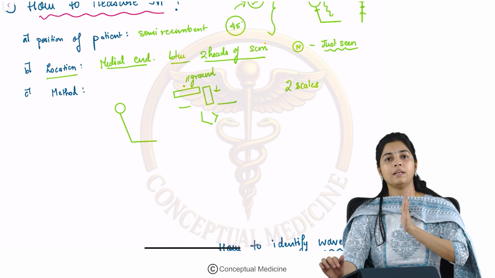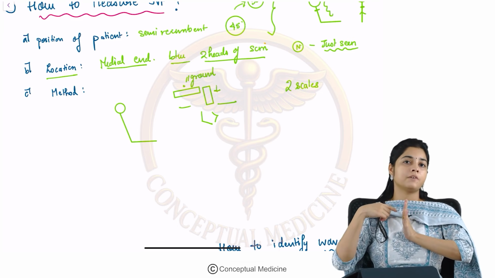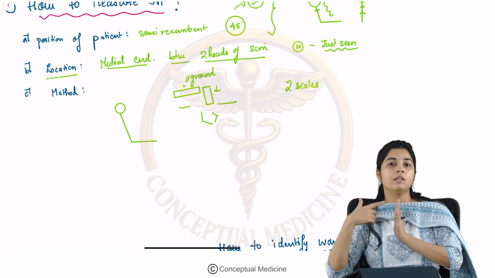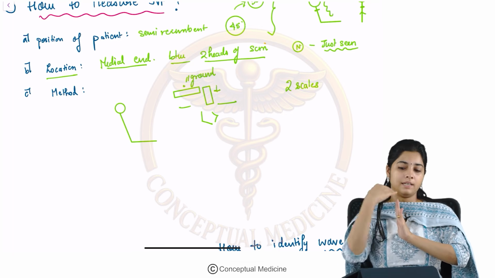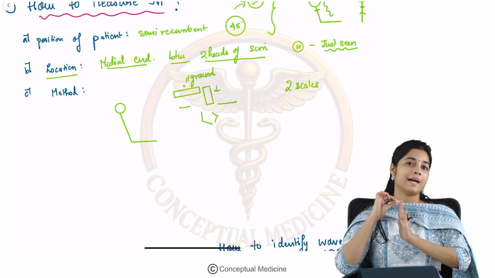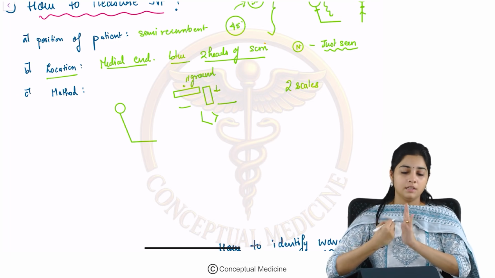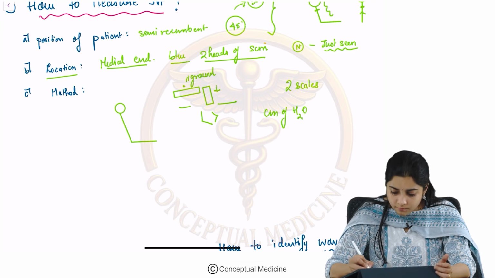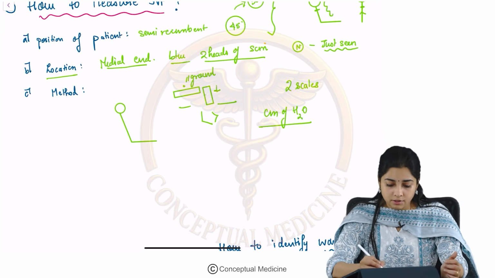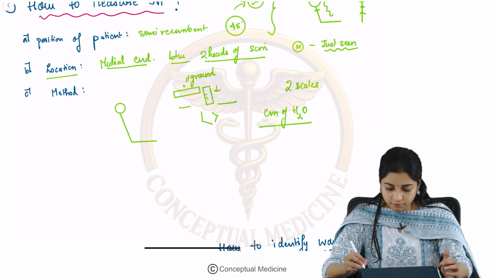Suppose the patient is standing this side in a semi-recumbent position. The first scale is placed on the sternal angle, perpendicular, and the second scale is placed like this, which is parallel to the ground. The measurement that you get on your perpendicular scale is given in terms of centimeter of water.